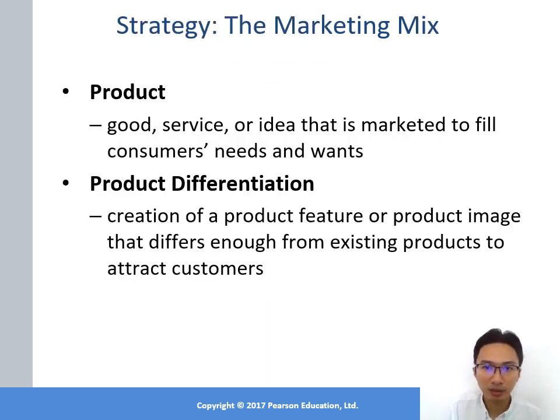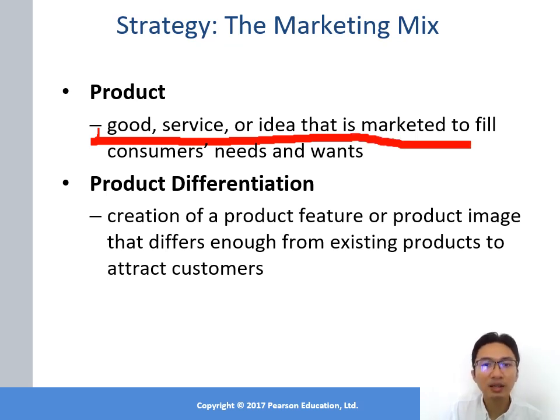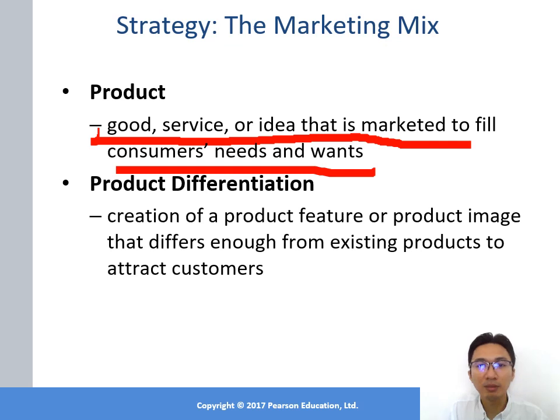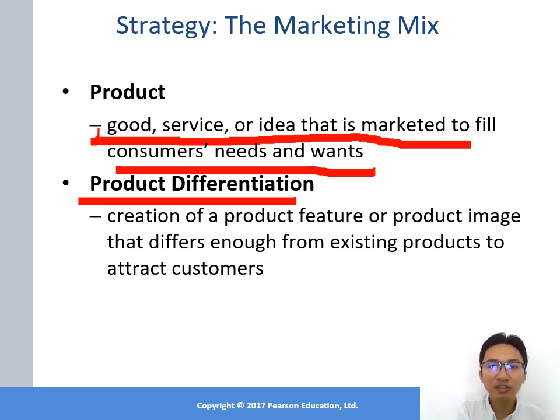The first P is product. Marketing begins with a product. So what is a product? A product is a good, service, or an idea which is designed to fill the customer's needs or wants. And you have to know, producers often promote particular features of a product to distinguish them in the marketplace. And we have product differentiation.